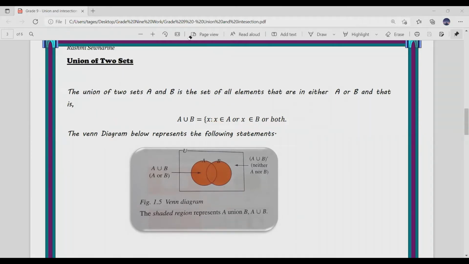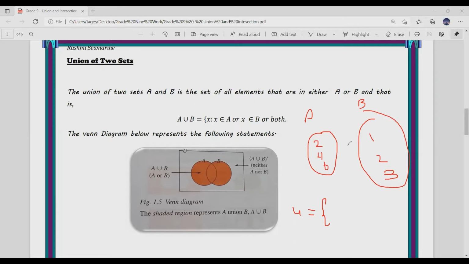So taking the same example that we did before, where we have 2, 4, and 6 here, and we had set B being 1, 2, and 3. Now, the union of this set is everything that is in set A and everything that is in set B. Since we know that the intersection is the number that is in both sets, it's going to occur 2 times if you look at the sets separately, but you don't have to write it twice.